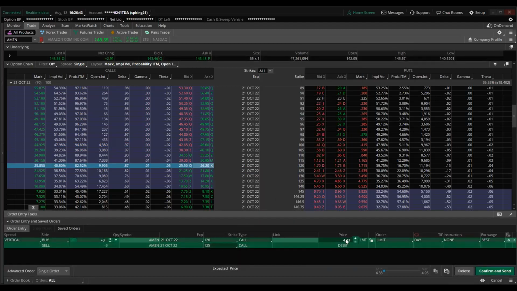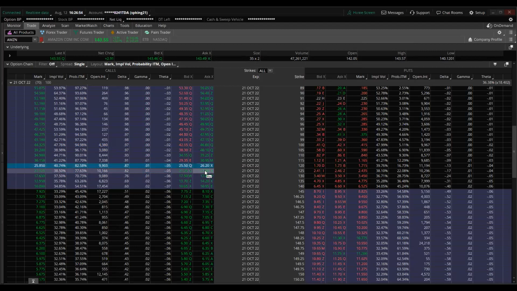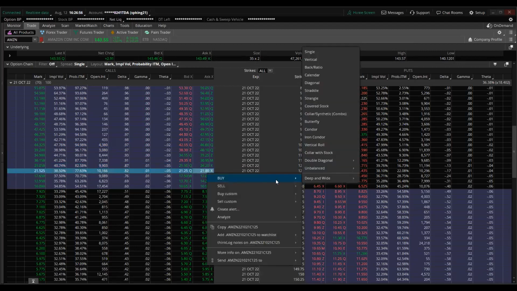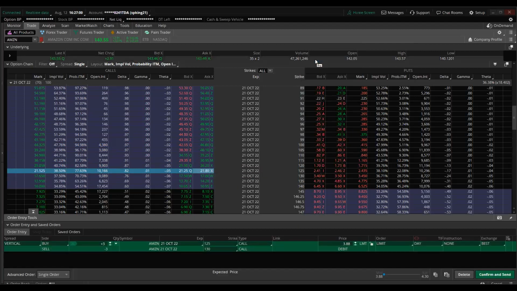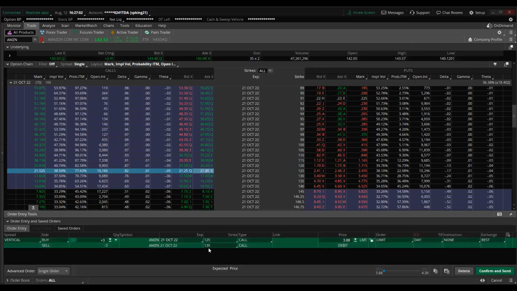$120, $125. Okay. Now we're getting a little closer. You're risking $4.33 to make 5, right? So still, we're not exactly where we would need to be in terms of risk reward. So let's try this one. Okay, that works. So you would buy the 125 and you would sell the 130.